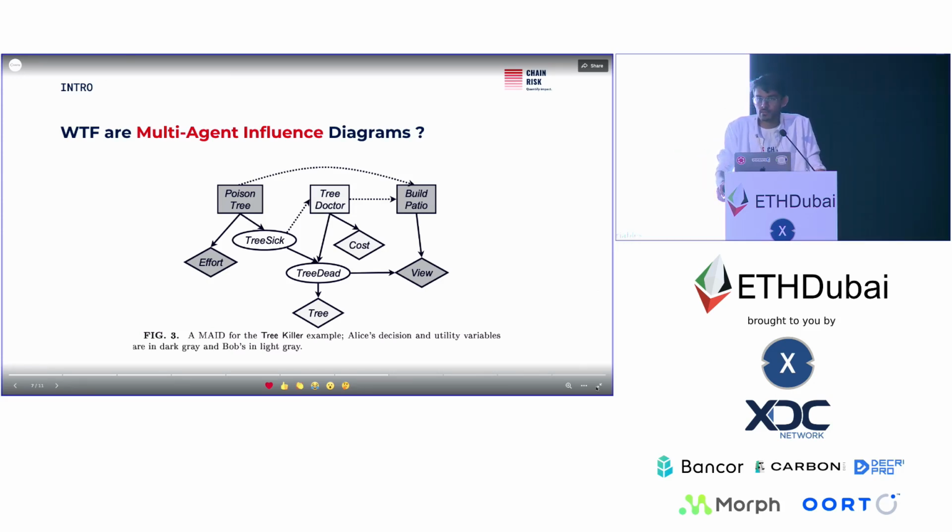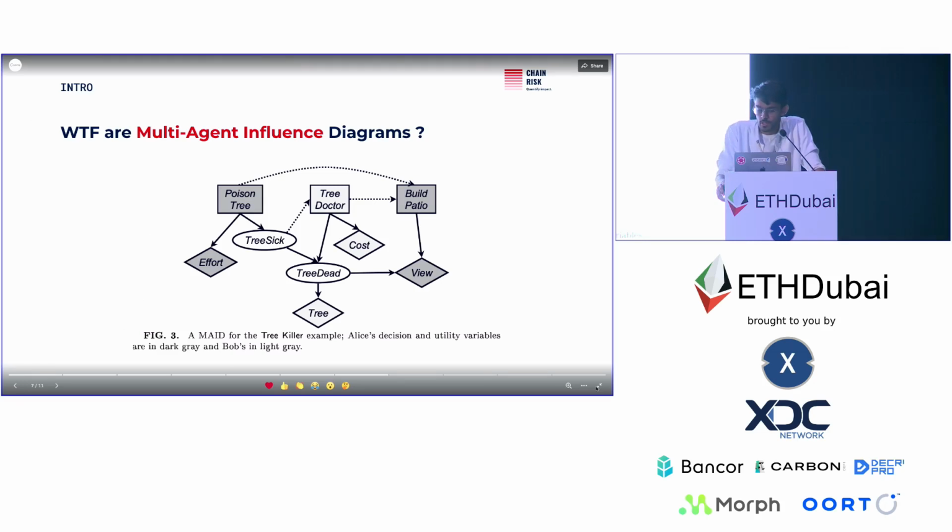But then Mark thinks, if my tree is dying... Mark cannot see that the tree has been poisoned, but he can see that the tree is dying. So he can directly call a tree doctor. To call a tree doctor, there'll be a cost which he needs to incur. That will again directly affect whether the tree dies or lives. And finally, all of this will affect Alice's view from the patio, right?